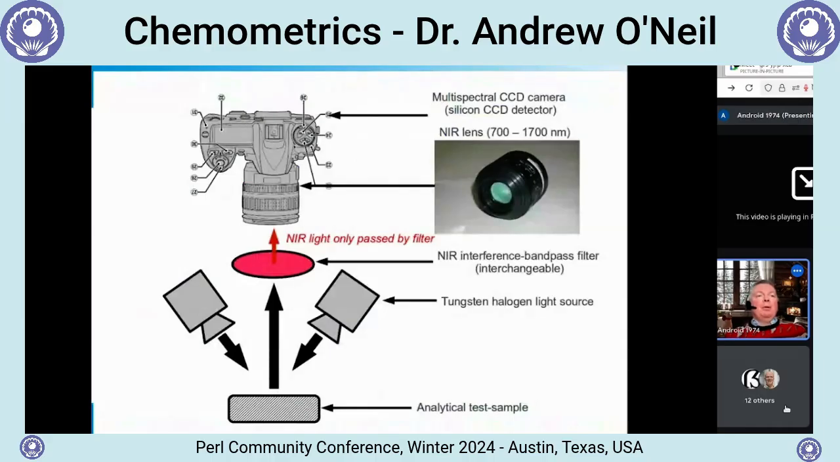So this is a picture of what the camera looks like. It was mounted vertically on a copy stand. A filter would be placed between the irradiated sample here. So these are the light sources, and light passes through the filter. Only a particular narrow band strikes the detector. This is the photo of the actual lens that I used.